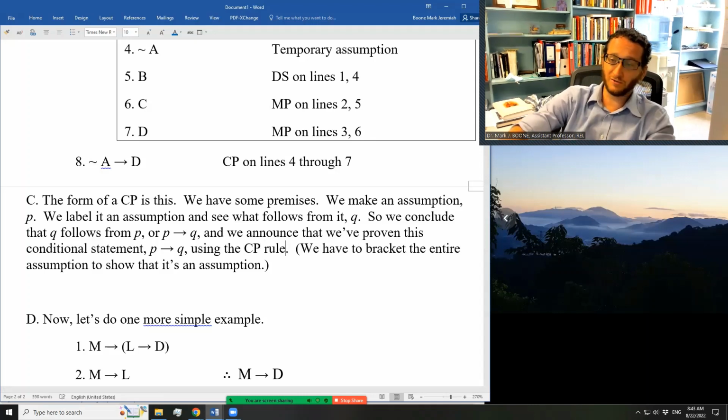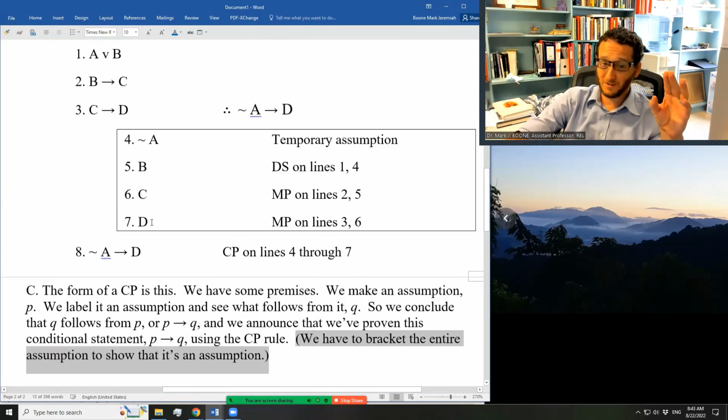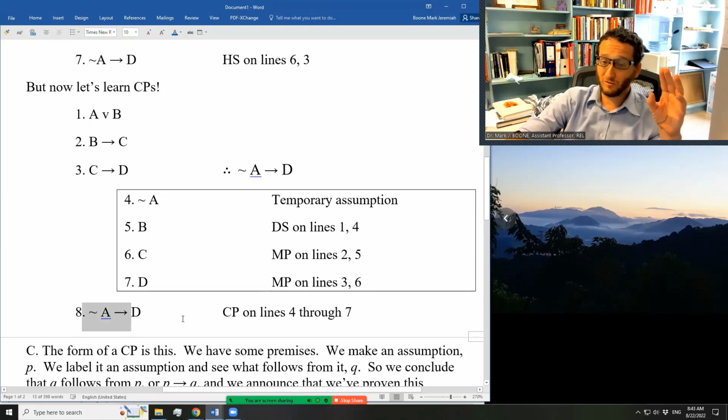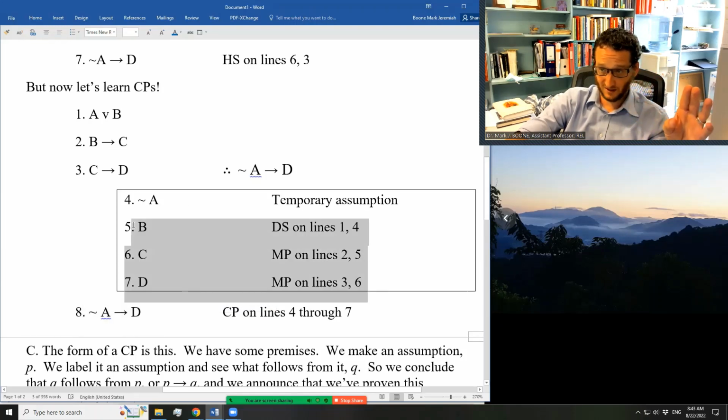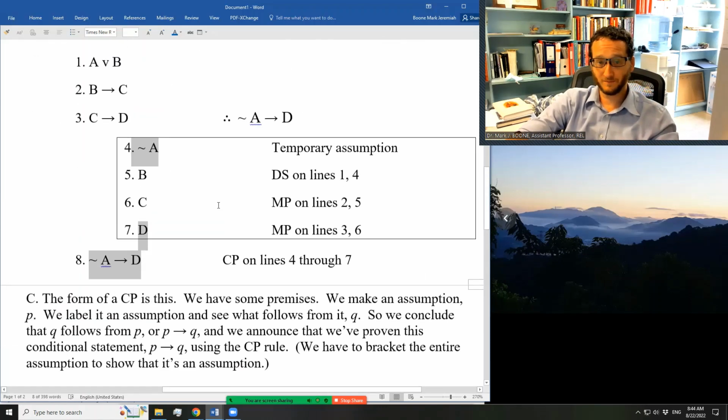And to make sure that we don't think that anything within the scope of the assumption is guaranteed by the premises, we bracket off the entire thing. The only thing the premises guarantee is what you conclude from this assumption. You can't assume anything here is guaranteed by the premises. You can only assume that what this whole assumption proves, namely the if P then Q, or in this case, if tilde A then D, follows from the premises.